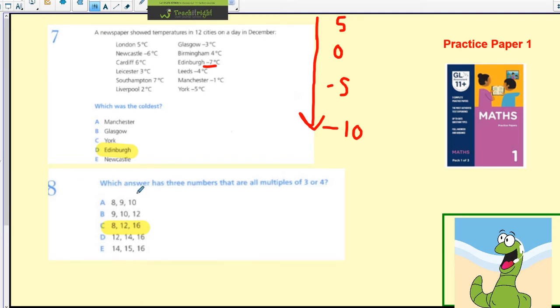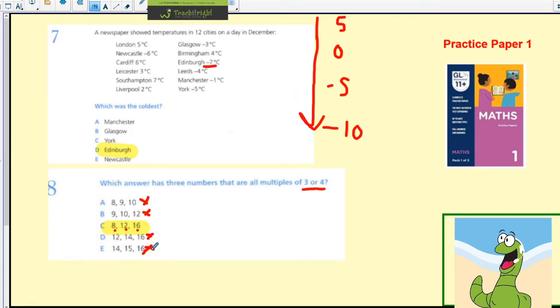Right, which answer has 3 numbers that are all multiples of 3 or 4? So we're all in the 3 or 4 times table. So because it says 3 or 4, obviously that's a multiple of 4, that's a multiple of 3 and 4, that's a multiple of 4. So because of the or, that qualifies. And if we look, we can also eliminate B, not 10, not 14, because 14 isn't a multiple of either 3 or 4.